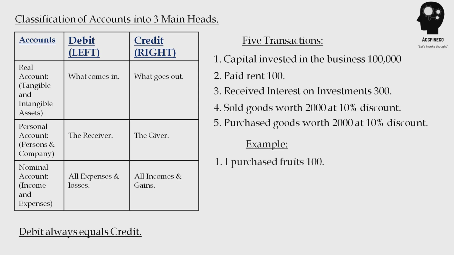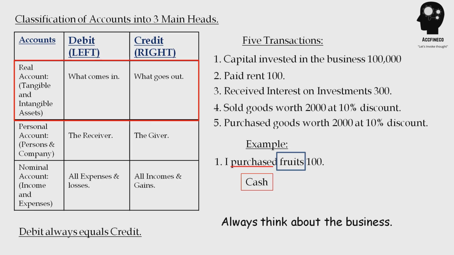Here 2 things that get affected are fruits and cash. They are both tangible in nature and thus get classified under the real account. The guidelines for which are debit what comes in, here it's fruits, and credit what goes out, that is cash. Tips to remember: while accounting, always think from the business perspective.